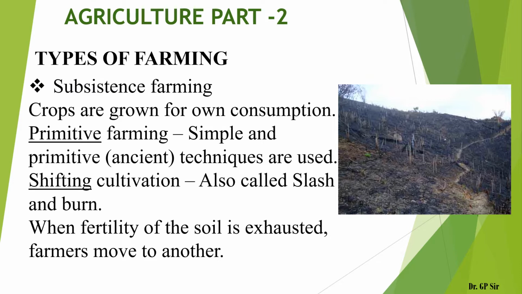So first let us study the types of farming. That is, let us discuss subsistence farming. What do you mean by subsistence farming? In this, farmers grow crops for their own consumption. So that's the main important thing. Anything they grow for their own purpose, whatever they use.